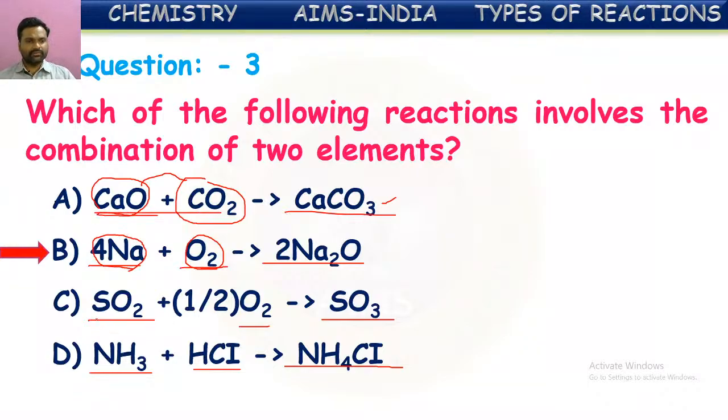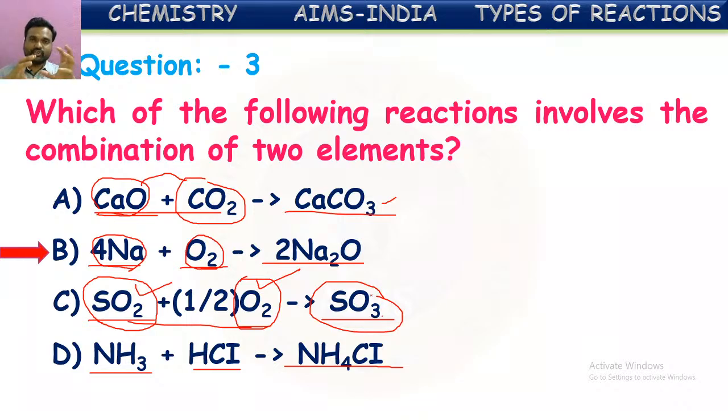If you see the third one, sulfur dioxide is a compound. Oxygen is also a compound. Sorry, oxygen is an element. So the compound sulfur dioxide and the element oxygen both are combining to form a compound. So we can say this is a combination of a compound and an element.